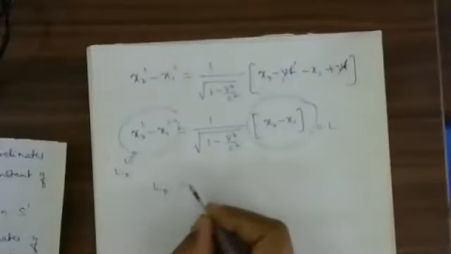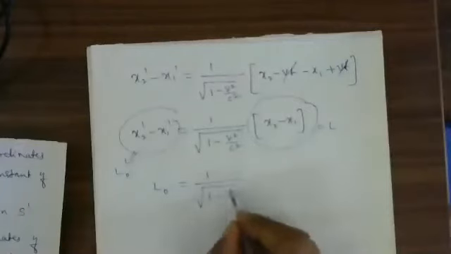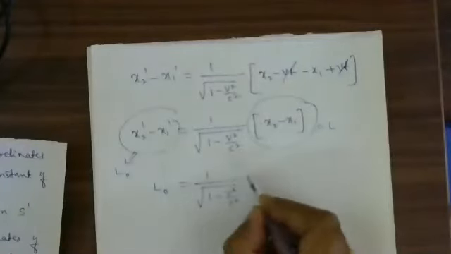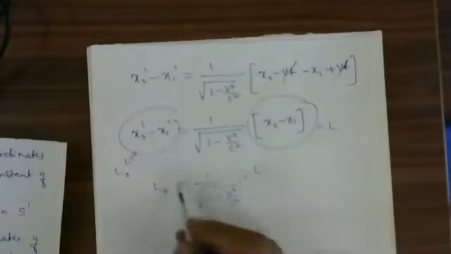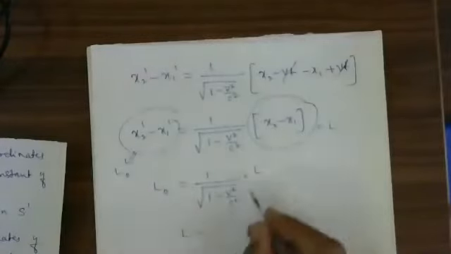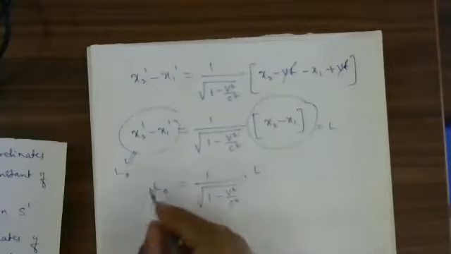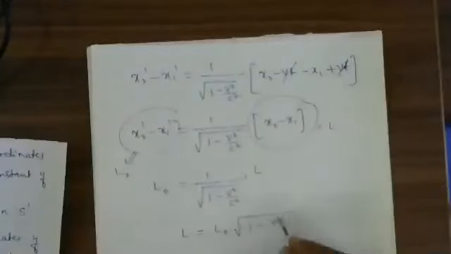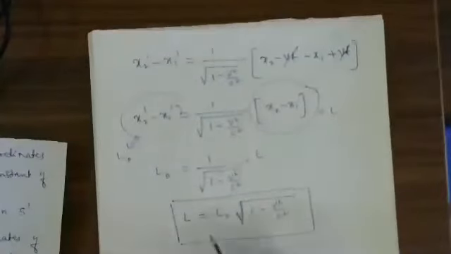L0 is equal to 1 divided by square root of 1 minus V square divided by C square multiplied by this here. Otherwise we can write L is equal to how much? Cross multiplication: L is equal to L naught into square root of 1 minus V square divided by C square. This is the derivation concept.